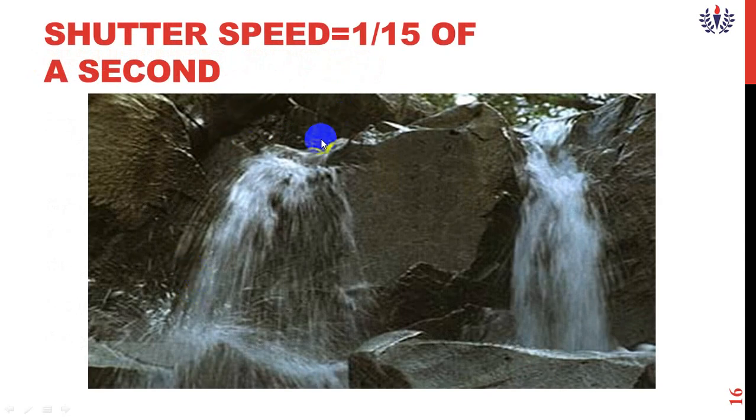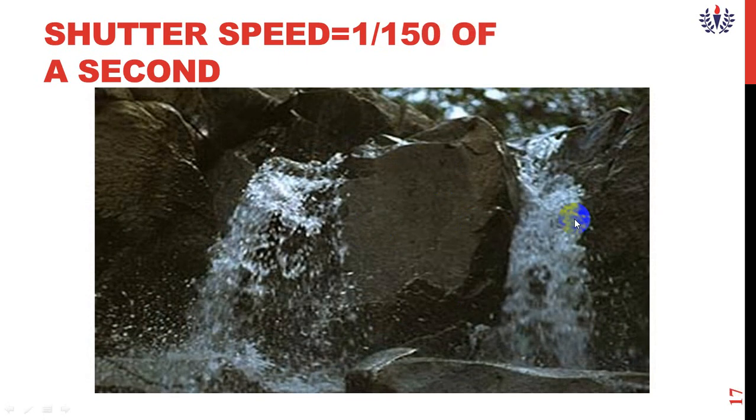Okay, you see this picture. This picture is for 1 by 15th of a second. Okay, it is visible to see the picture here. But when you come to this picture, 1 by 150, because you are increasing the speed, you can see it has somewhat more clarity. But the background is somewhat showing like dark conditions.